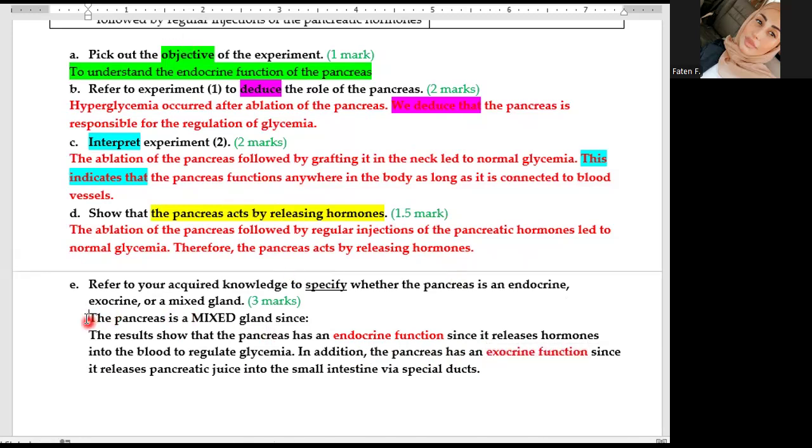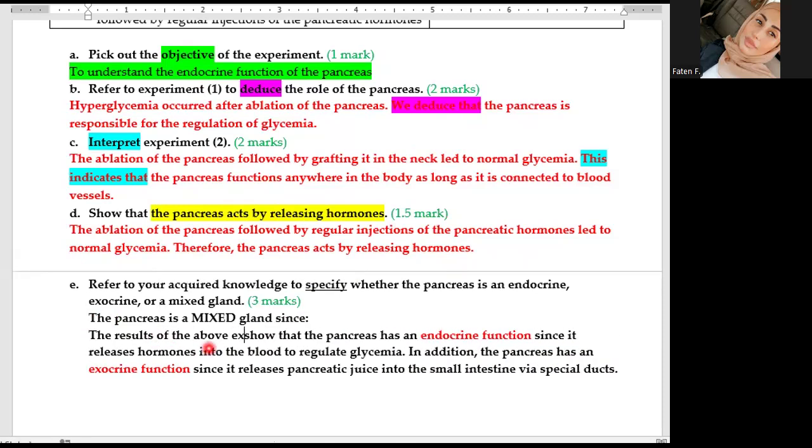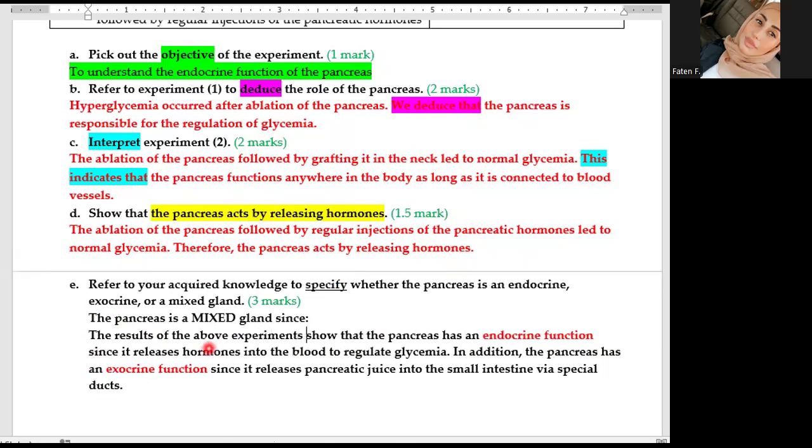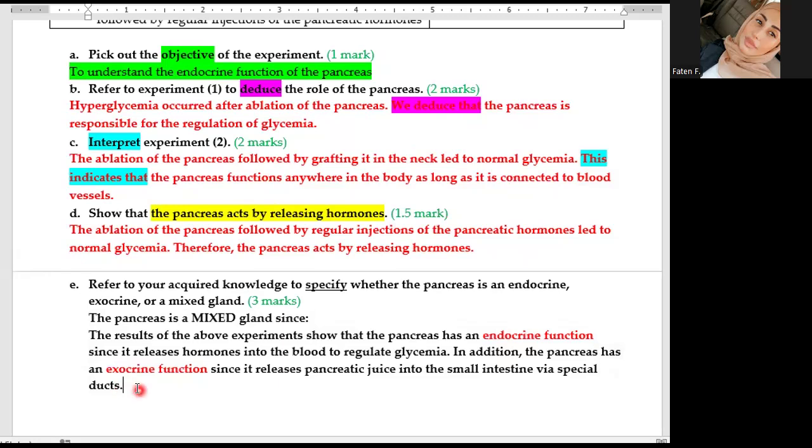Okay, the pancreas is a mixed gland. Why? Because the results of the above experiments, you can justify the way you want, show that the pancreas has an endocrine function since it releases hormones into the blood. Also, we know, based on our acquired knowledge, the pancreas has an exocrine function because it releases pancreatic juice into the small intestine to help in food digestion, you know that.